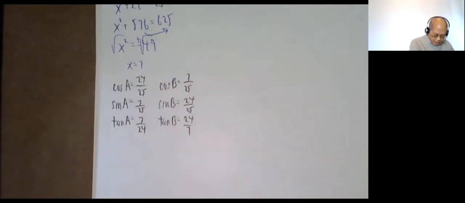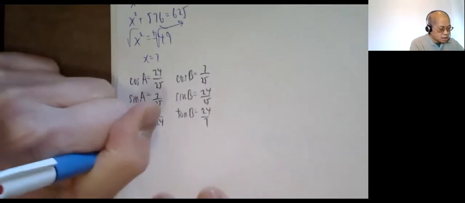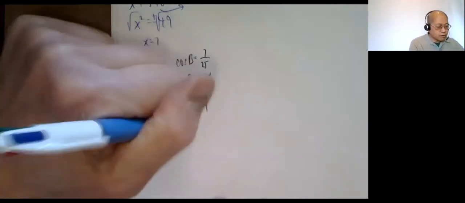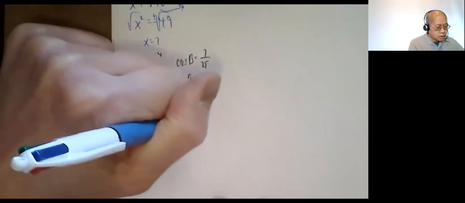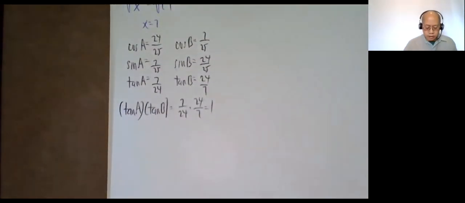Okay, and then the last thing they asked for is tangent A times tangent B. Well, it's 7 over 24 times 24 over 7. Well, they're reciprocals, so you just get 1. So that's pretty much about it.